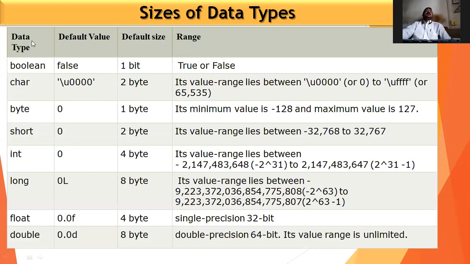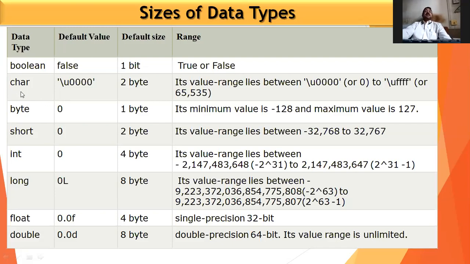What is the data type? The sizes of these data types. See here, the primitive data type Boolean has the default value false, and it takes the size of 1 bit, not byte. A 1 bit value will be taken as a Boolean, that is 0 or 1. So the range will be true or false. The value of Boolean will always be true or false.